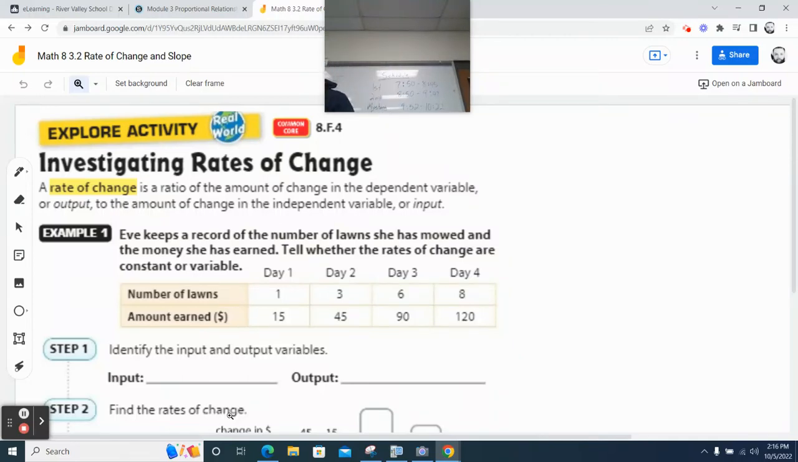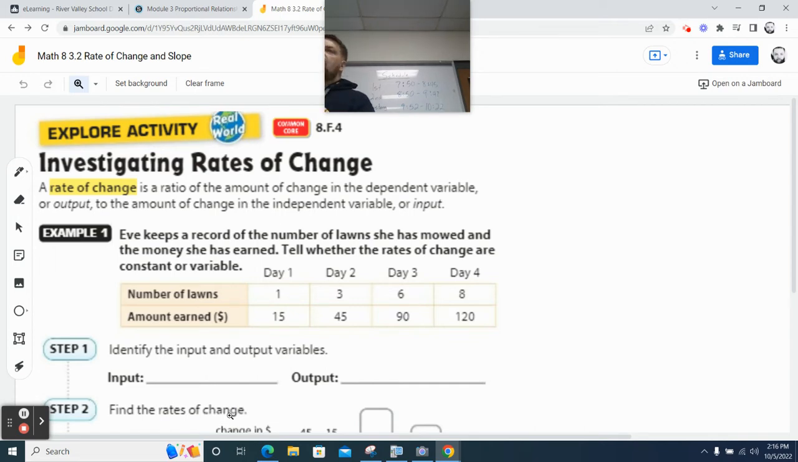All right, so let's look at this. Today we're going to talk about rates of change. So in algebra, when we talk about rates of change, we're really talking about the slope of a constant, what we call a constant rate of change. And what that means is that the rate of change doesn't change. It's constant. It remains constant.